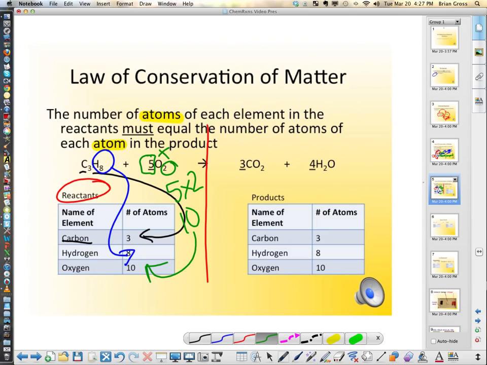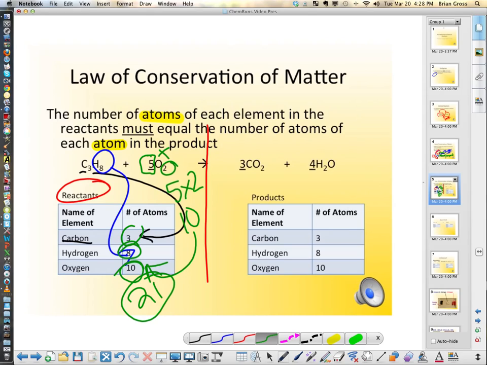So without even looking at the product side, if we know that the number of atoms of each element has to be the same on the reactants and the product side, what would we predict would be the number of carbons on the product side? 3, right? Look, there's 3 right there, so we predict 3. How many hydrogen? 8. How many oxygen? 10. Perfect. Let's add these up. So 10 plus 8 is 18. Plus 3 is 21. So we have 21 total atoms on that side.